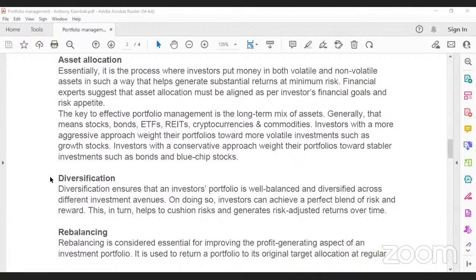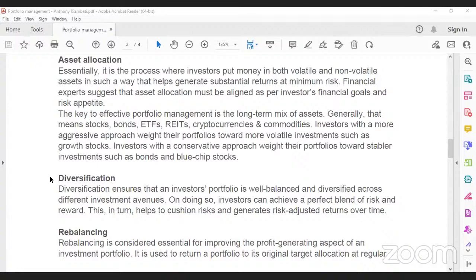Diversification ensures that an investor's portfolio is well balanced and diversified across different investment avenues. The reason you're diversifying is so that you can achieve a perfect blend of risk and reward. When you're talking about the various ways to diversify your portfolio, I think we have done a few webinars on diversification.